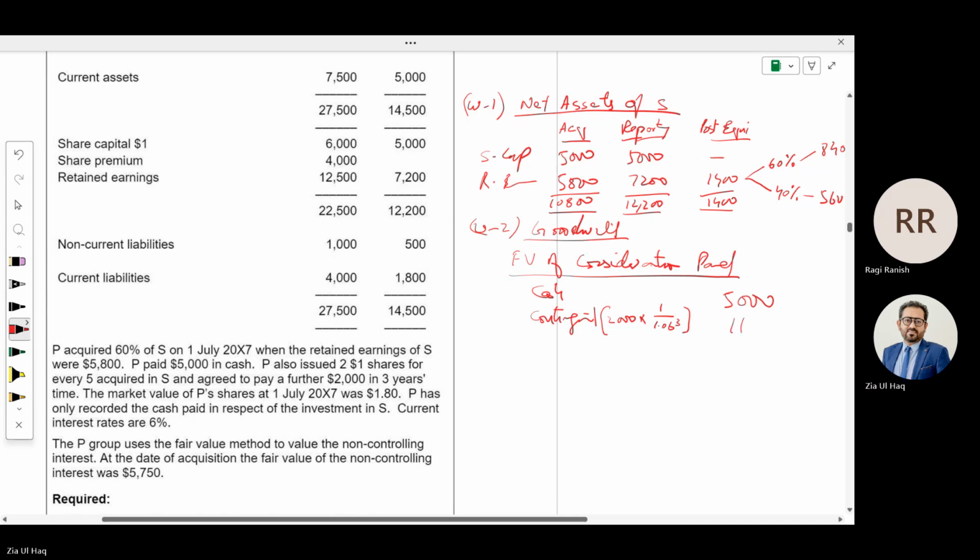6,679. Sure. 5,000 multiplied by 60%, multiplied by 1 share for 5. He also issued 2 for 5, multiplied by 1.80.